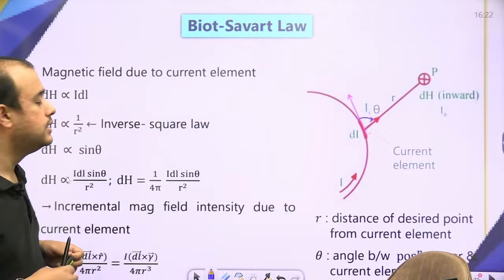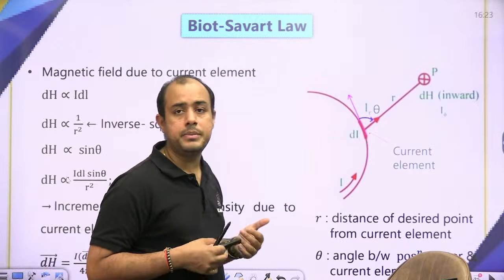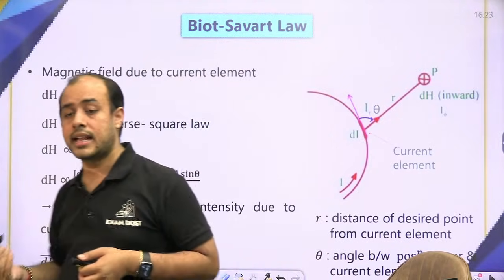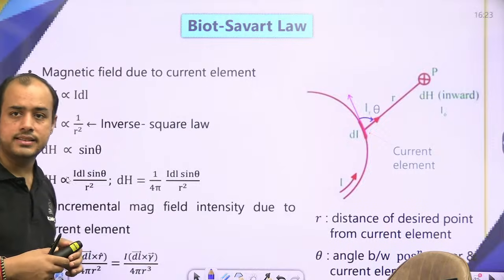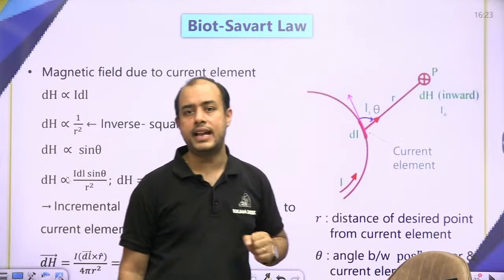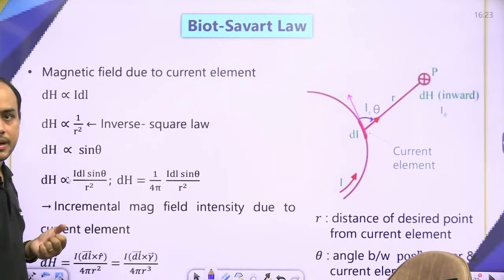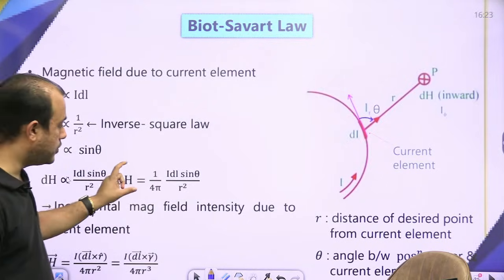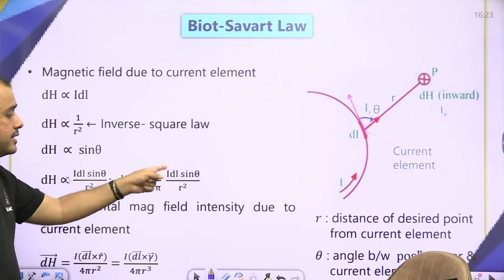Biot and Savart were two scientists. What did they discover? That the magnetic field is proportional to current element. The stronger the current element, the more magnetism it produces. It is inversely proportional to r square, just like Coulomb's law, the magnetic field is inversely proportional to the square of distance, and directly proportional to sine theta. Theta is the angle between dl and r. So they combined all these factors and wrote I dl sine theta by r square. The proportionality constant was experimentally found out as 1 by 4 pi. So this was dH.